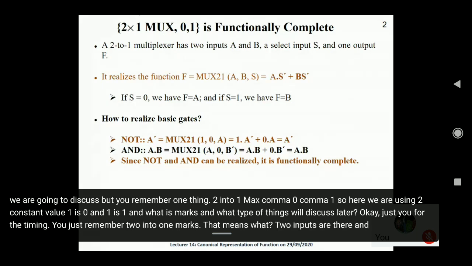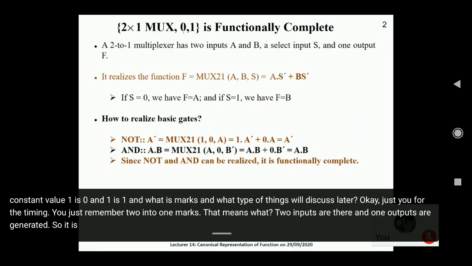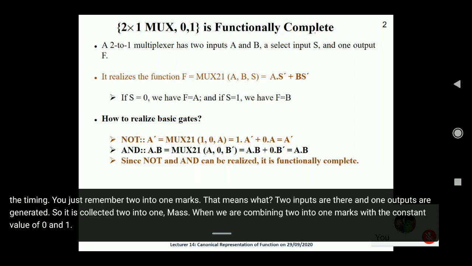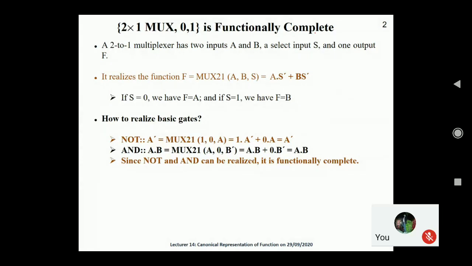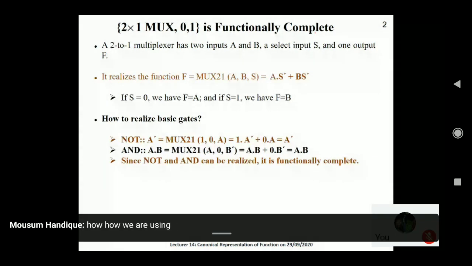When we combine the 2 into 1 mux with the constant values 0 and 1, this is also functionally complete. See how we are using the 2 into 1 mux as functionally complete. Suppose, what is the 2 into 1 mux?